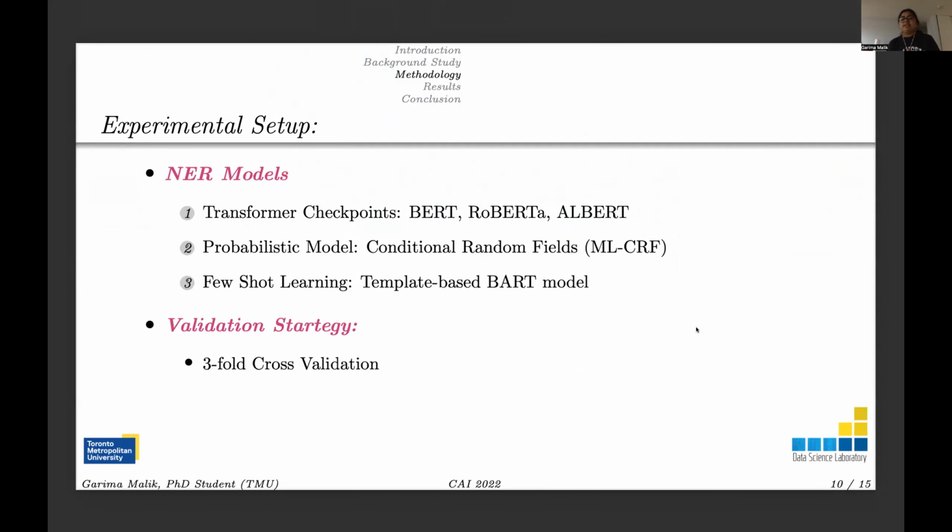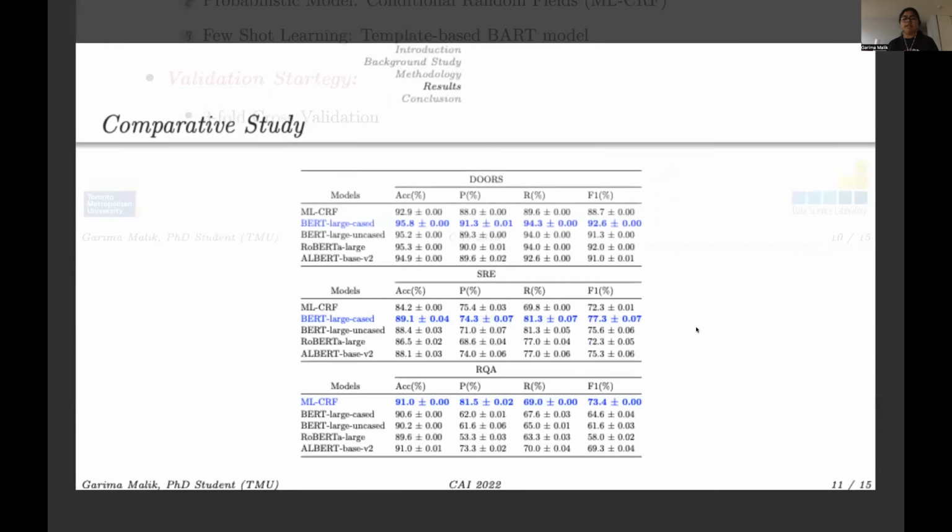Then in the experimental setup, as I mentioned, for the NER models we used 3 models, and the validation strategy was threefold because DORS was pretty good in terms of numbers, but SRE and RQA were limited. RQA had only 378 requirements. So that's why we employed threefold only.